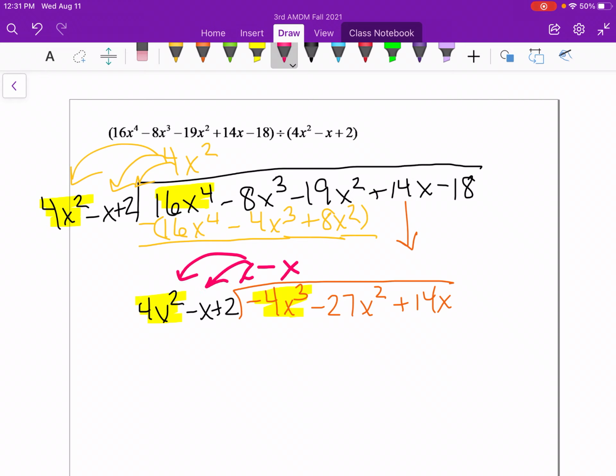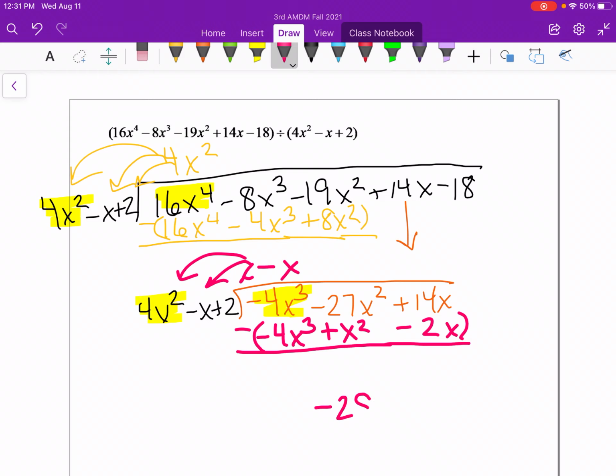Multiply it through. Negative x times 4x squared is negative 4x cubed. Negative x times negative x is plus x squared. And negative x times 2 is negative 2x. I subtract those. Remember, you're subtracting the whole thing. I have negative 27x squared minus x squared is negative 28x squared. 14x minus negative 2x is plus 16x. And bring this last one down of negative 18.